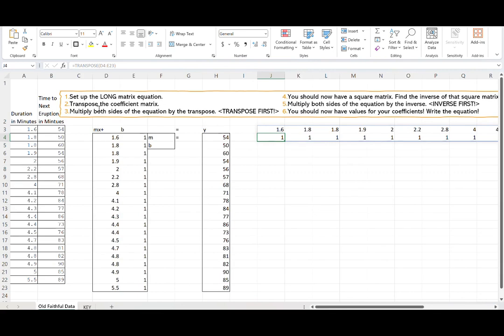All right, step 3, multiply both sides of the matrix equation by the transpose. So we're going to use our mult again.